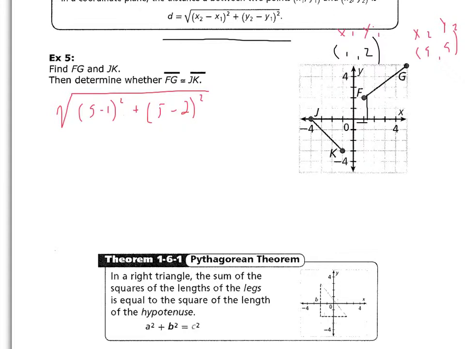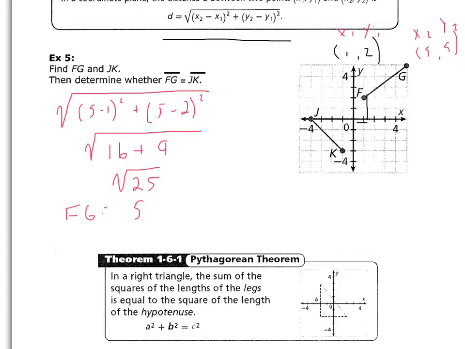You have 5 minus 1, that gives you 4 squared, and 4 squared is 16. So you have the square root of 16 plus (5 minus 2) squared. 5 minus 2 is 3, and 3 squared gives you 9. So that gives you the square root of 25, and the square root of 25 gives you 5. So we know that the segment FG is 5.